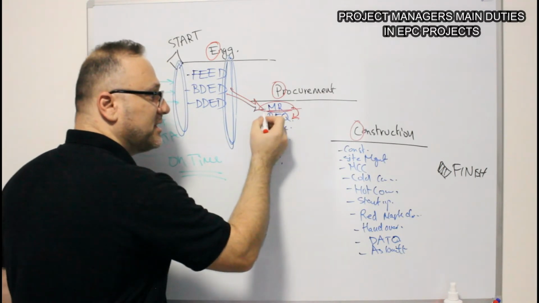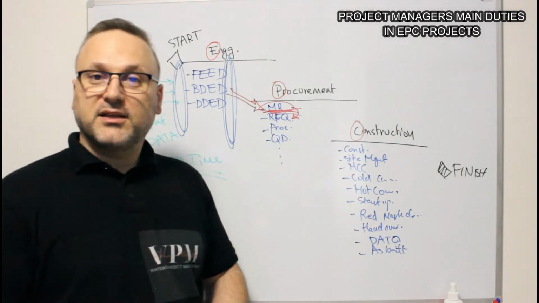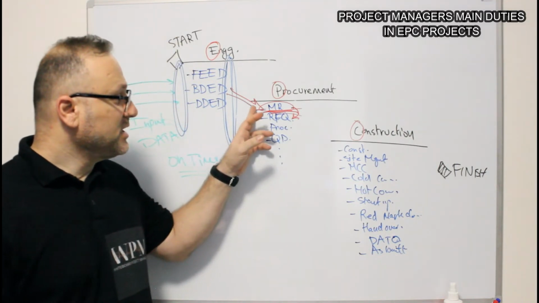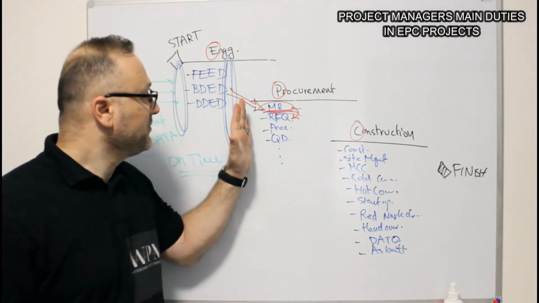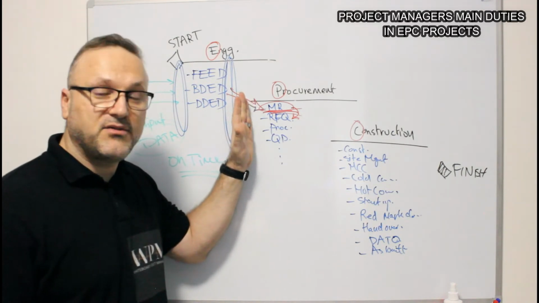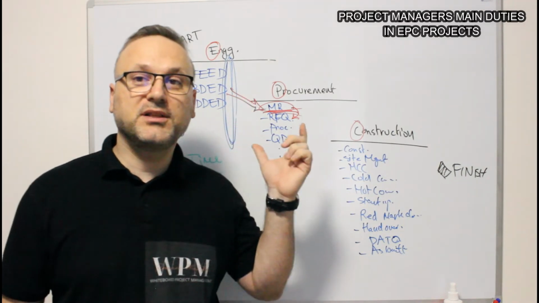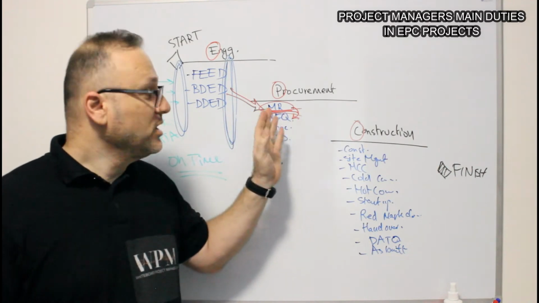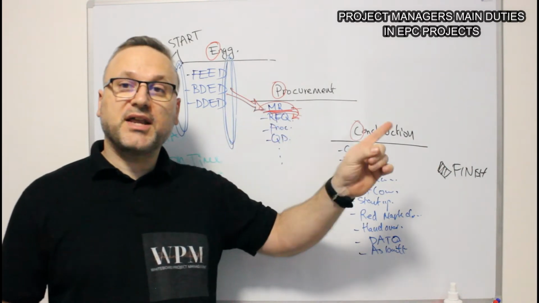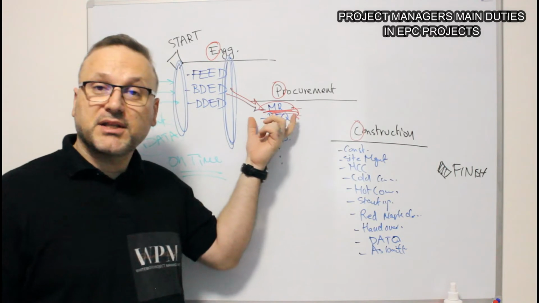Now, regarding the material requisition, the duty of the project manager is to make sure that you are giving priority to the long lead delivery items. You need to specify the long lead delivery items and give priority to them.